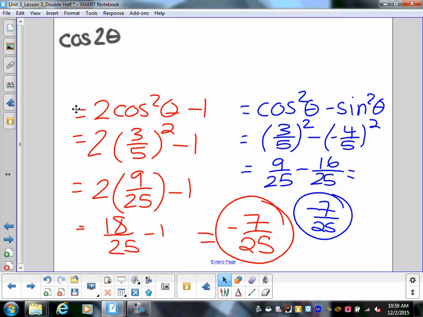Double and half angle. It's negative 4 over 5 because of 4 by 5. All right, let's do a half angle identity problem.